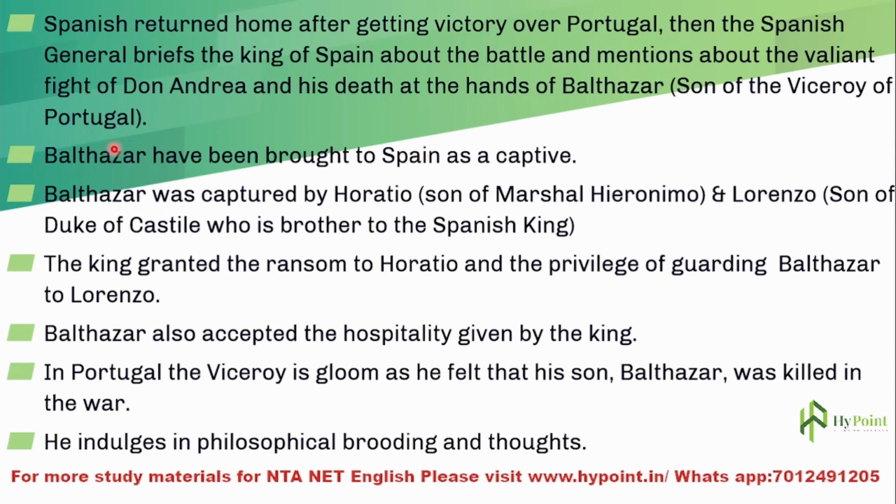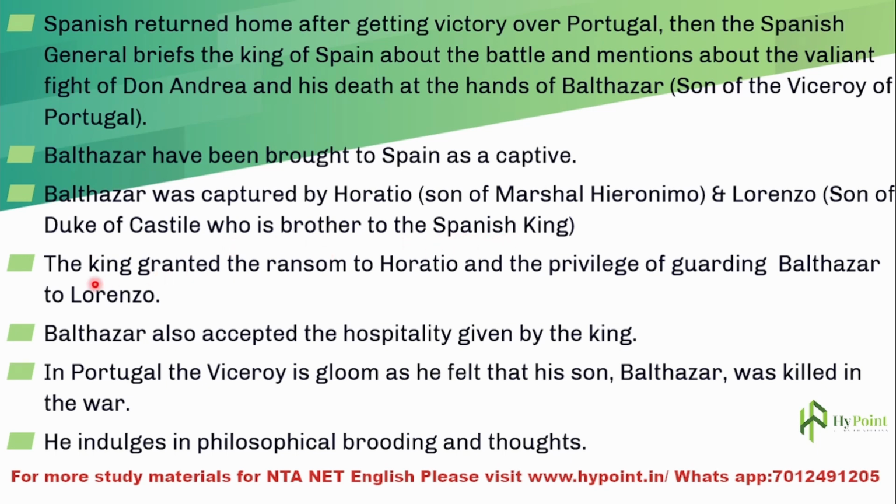So Balthazar is alive and captured by the Spanish army, and brought to Spain as a captive. Balthazar was captured by Horatio, particularly, who is the friend of Don Andrea. Balthazar was captured by Horatio, the son of Marshal Hieronimo, and Lorenzo, son of the Duke of Castile, who is brother to the Spanish king. So Horatio and Lorenzo, both of them captured Balthazar and brought him to Spain as a captive. Horatio is the son of Marshal Hieronimo, and Lorenzo is the son of the Duke of Castile, and the Duke of Castile is the brother to the Spanish king.